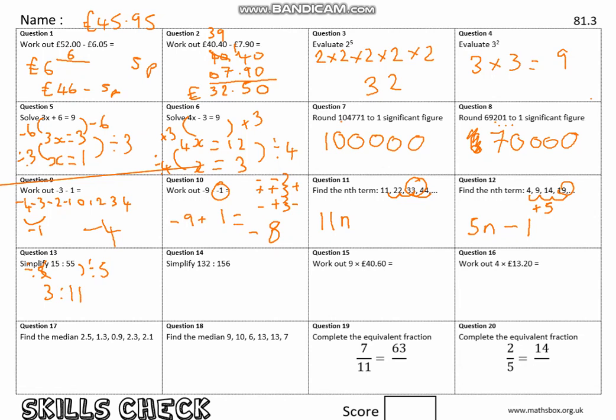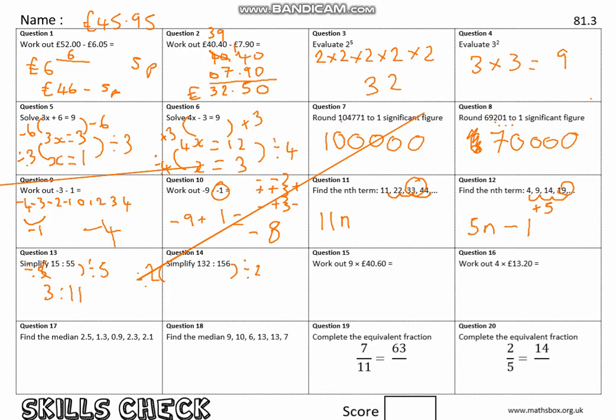Next one then says 132 to 156. Now these are quite big numbers, aren't they? So a little bit scarier. Why don't we start by just dividing them both by 2 to make them a little bit smaller, okay? So just halving them on both sides.